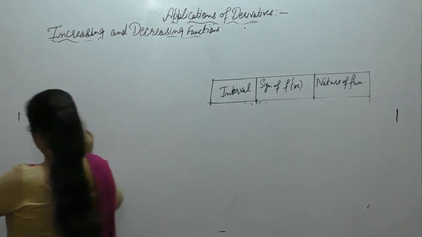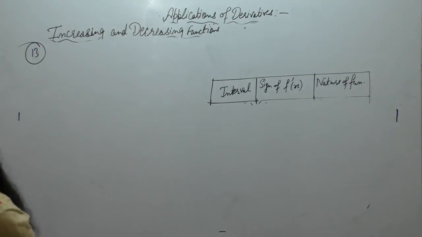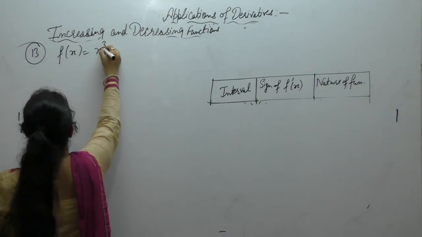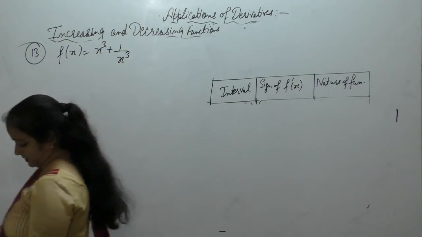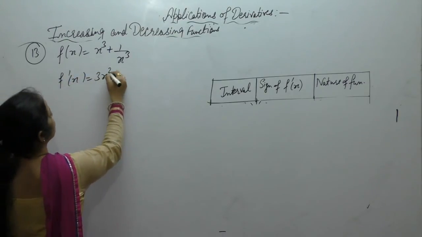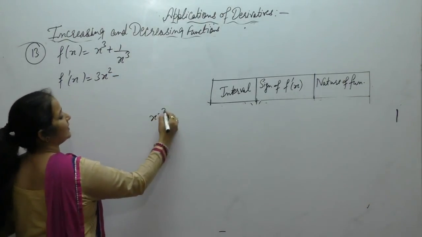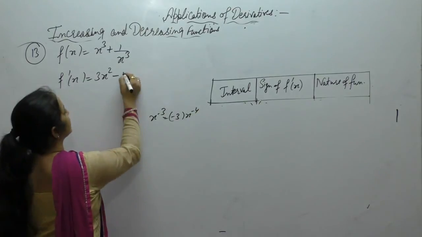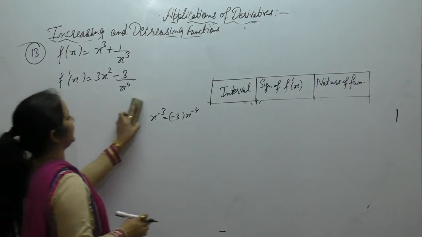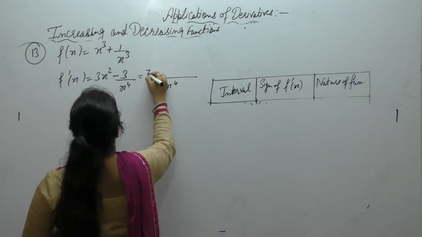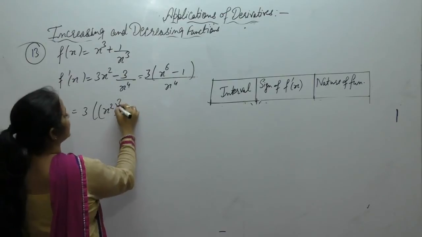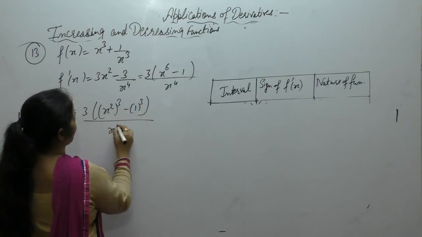Now next one. Find the intervals in which the function f(x) = x^3 + 1/x^3 is increasing or decreasing. Take the derivative. Derivative of x^3, derivative of x^-3, is -3x^-4. So -3 upon x^4. Take x^4 as LCM, 3 common. So (x^6 - 1)/x^4. We can write x^6 as (x^2)^3 - 1^3 upon x^4.